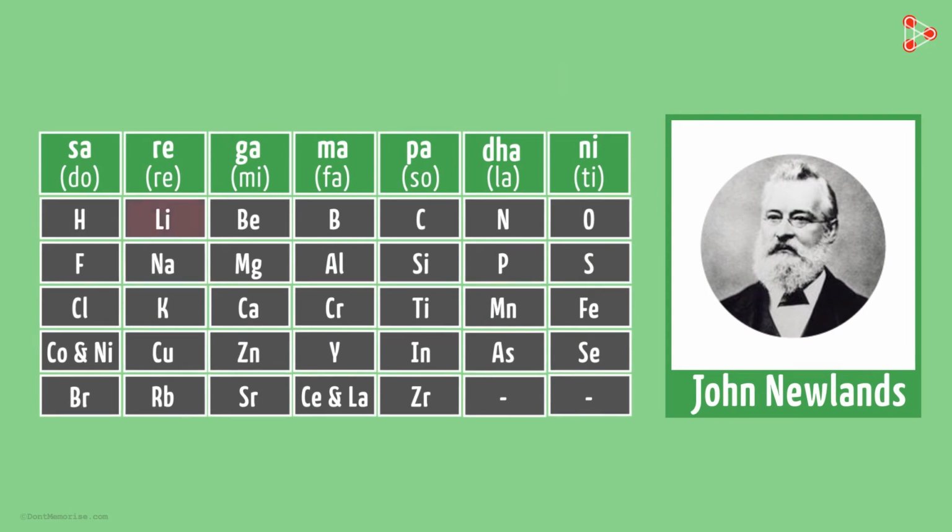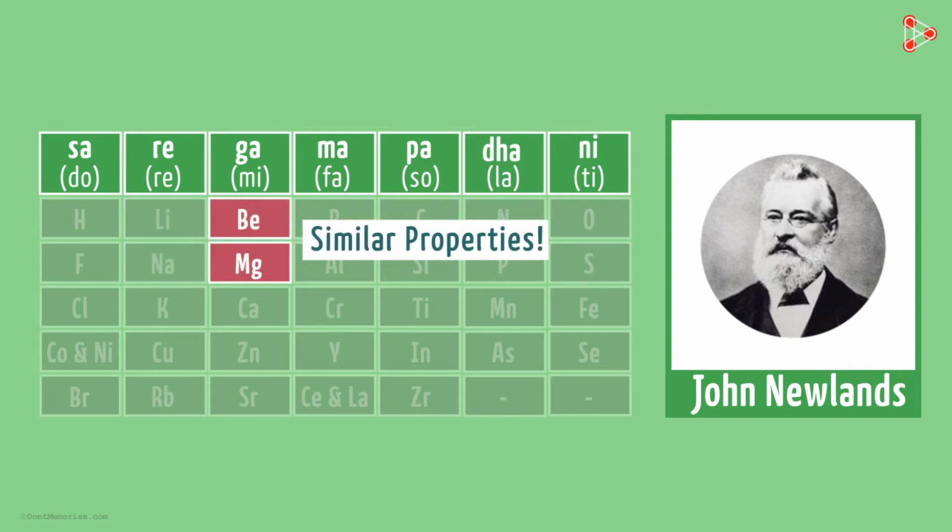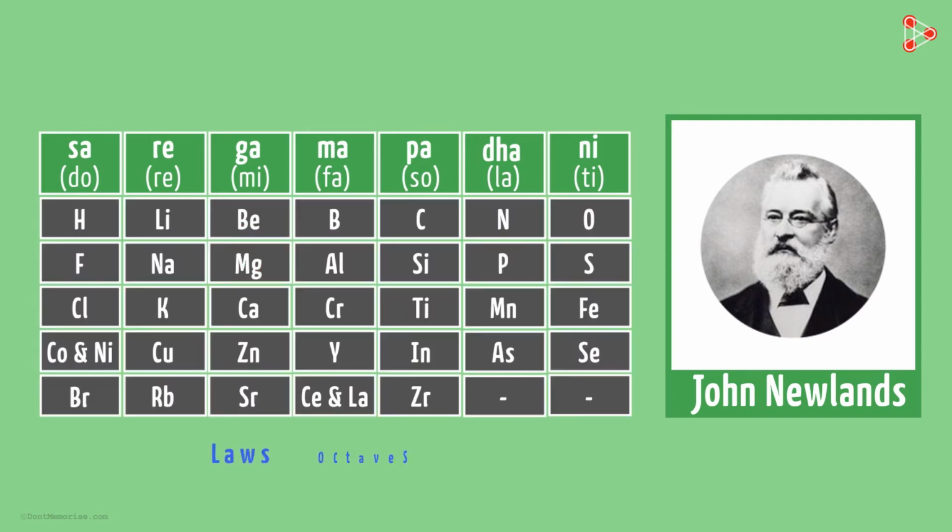If we consider lithium as the first element, then the 8th element after it, which is sodium, had a lot of similar properties with lithium. And this was true for most of the other elements in this table as well. And so he named his grouping system the Law of Octaves, which later came to be known as Newlands' Law of Octaves. Although this system was quite good, it was only valid up to calcium and was not applicable to elements after that.